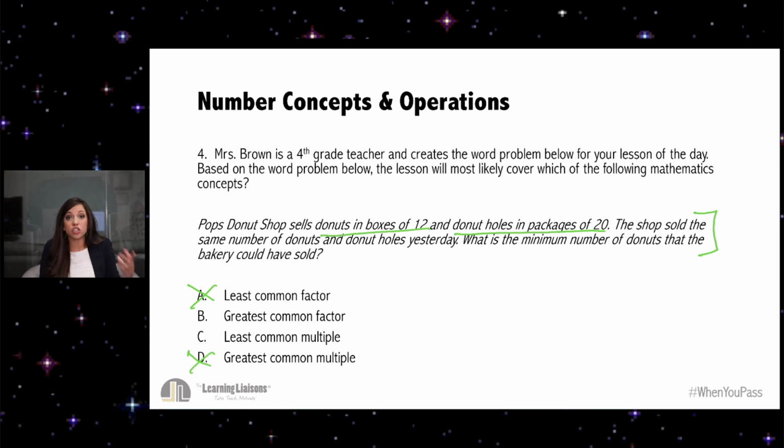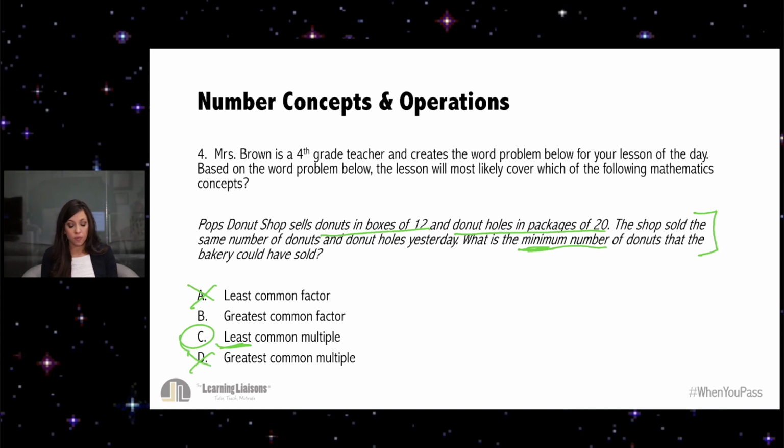So I've already eliminated 2 choices because I know that GCF and LCM, greatest common factor and least common multiple, are the only mathematics concepts that we're using. We're not using least common factor or greatest common multiple. So now I'm going to look at my problem. The question tells me, what is the minimum number? Minimum means smallest. So if I don't know what greatest common factor or least common multiple even mean, I know that least means minimum or smallest. So right there, I've already chosen my answer of C because I don't want the maximum number of donuts. I want the minimum number of donuts.